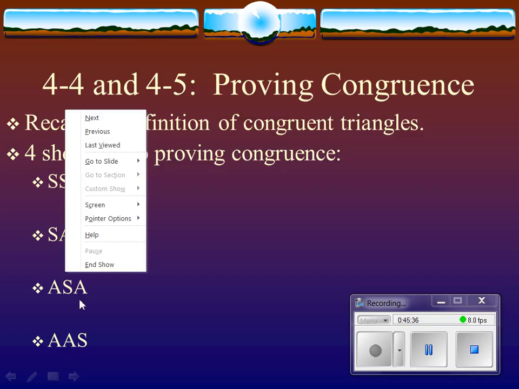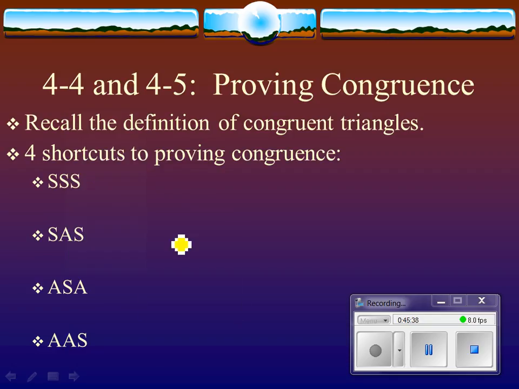All right, what I want you to write down on this. Just write this bottom part right here. Skip some space in between each one of these.